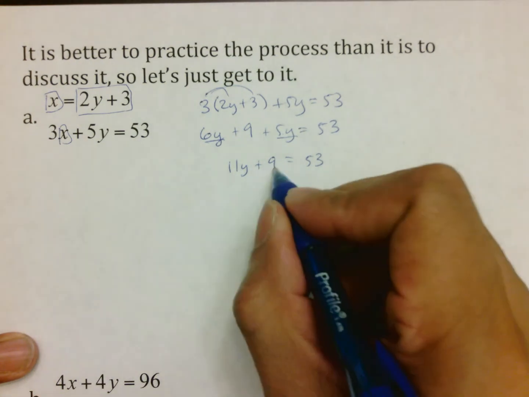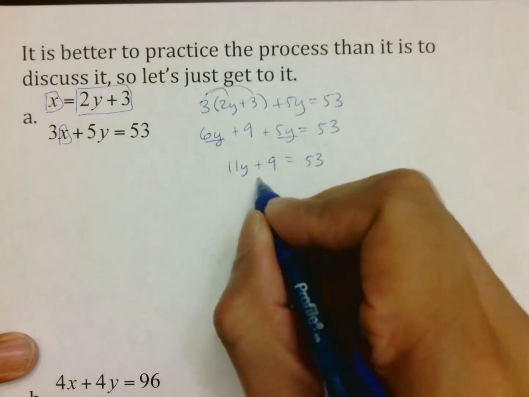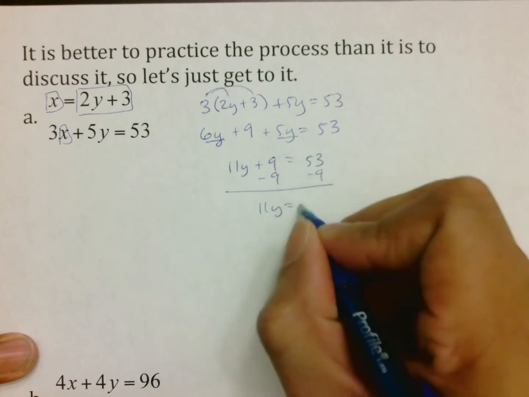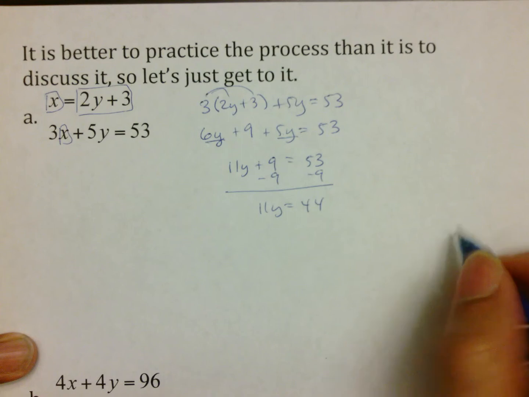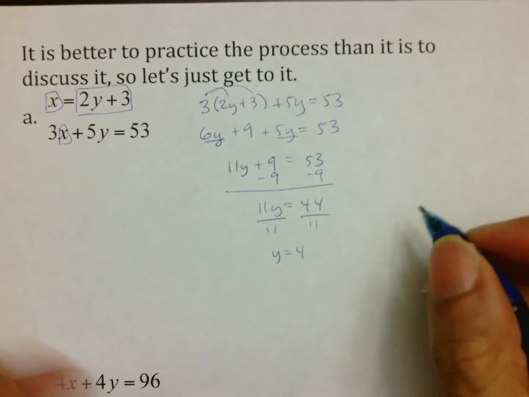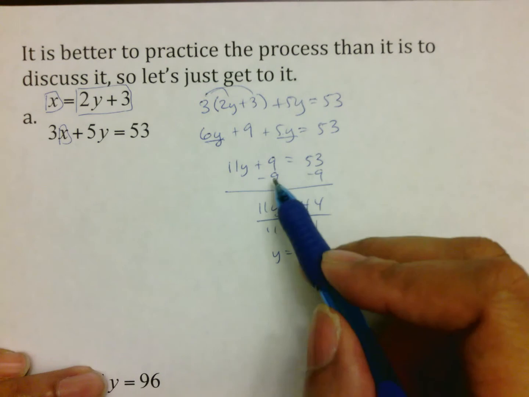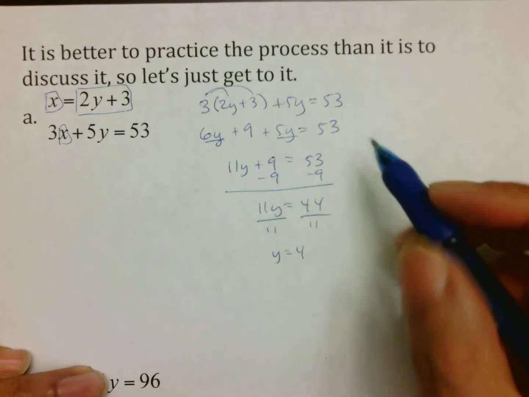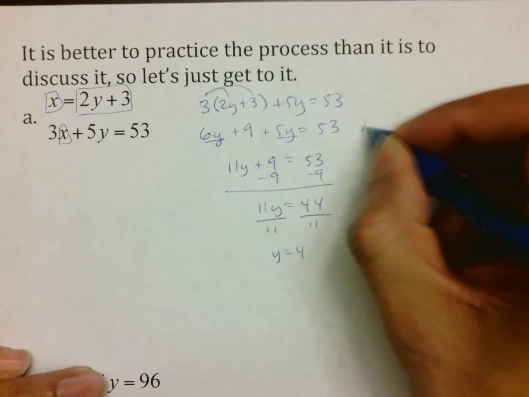We then move the weaker number. Remember that 11 is multiplied, 9 is added, which means 9 is the weaker number. And so we then bring down 11y equals 44. And then we divide by 11 to get y is equal to 4. Now on your computer, you will not have to show the minus 9, but I suggest you do it on paper. If you get stuck, you will actually just show this step.